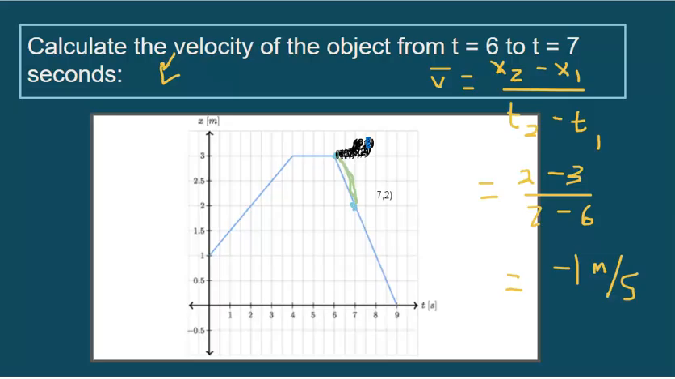And it's not bigger minus smaller. It's not 3 minus 2. It's later in time minus earlier in time. So it's 2 minus 3. It's always final minus initial. You want the difference. So it's 2 minus 3 and 7 minus 6.